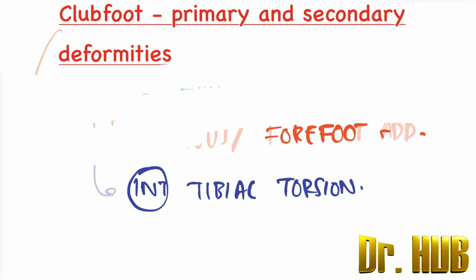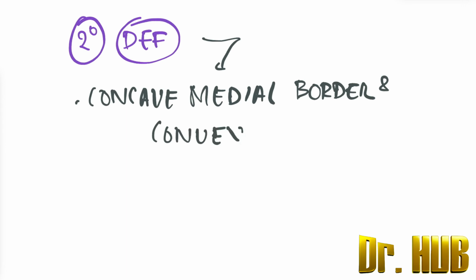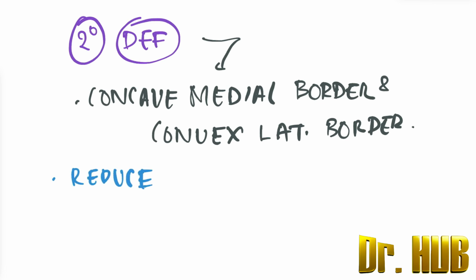Now let's move on to the secondary deformities. In terms of the secondary deformities, it involves the concave medial border and also the convex lateral border. And there is also reduced foot size.